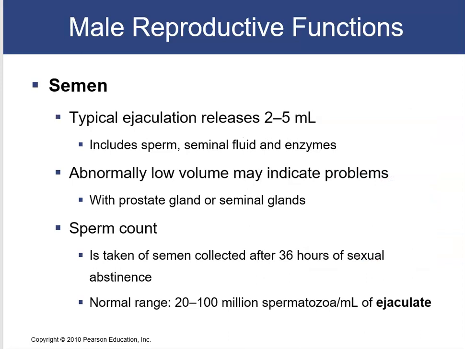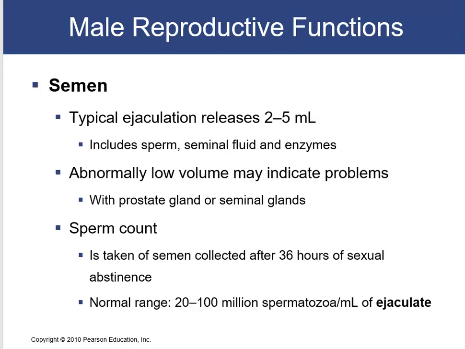All these glands are responsible for producing what is known as semen. A typical ejaculation will release between 2 and 5 milliliters of semen. This includes the sperm, the seminal fluid, and various enzymes. Abnormally low volume of semen may indicate problems with either the prostate gland or the seminal gland.